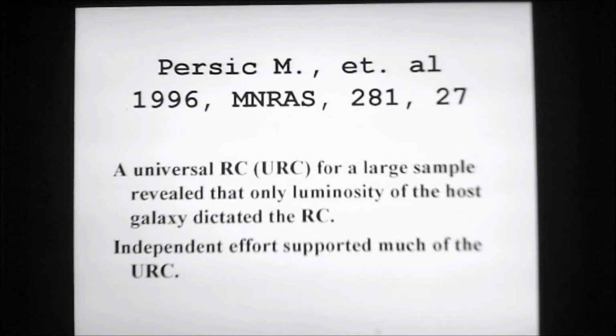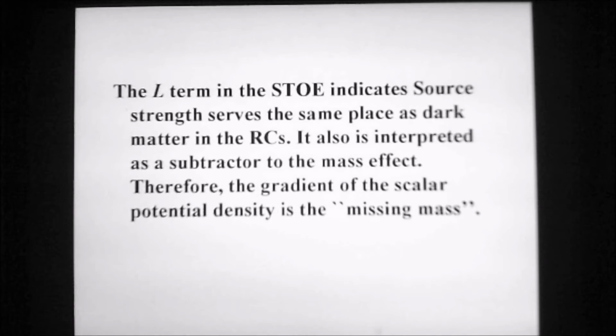A universal rotation curve model has been presented for a large sample that revealed that only luminosity of the host galaxy dictated the RC. Independent efforts supported this URC model. The L term in the STOE indicates source strength serves the same place as dark matter in the RCs. It also is interpreted as a subtractor to the mass effect.